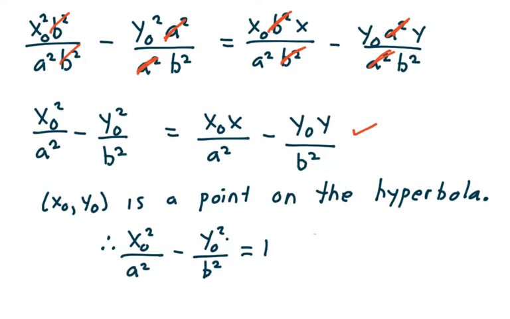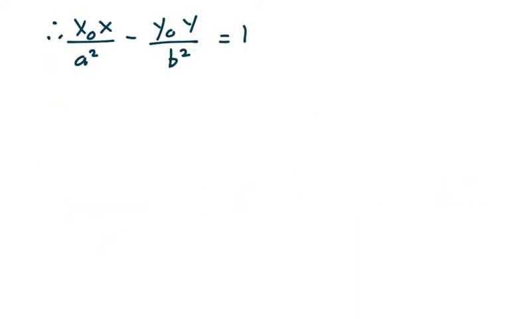But x naught, y naught is a point on the hyperbola. And what that tells me is that x naught over a squared minus y naught over b squared has to be 1. There's no choice. And so, therefore, x naught times x over a squared minus y naught times y over b squared is the same as 1. That's the tangent line. And that'll conclude this video for section 3.5, where we looked at problem 49. Thank you.